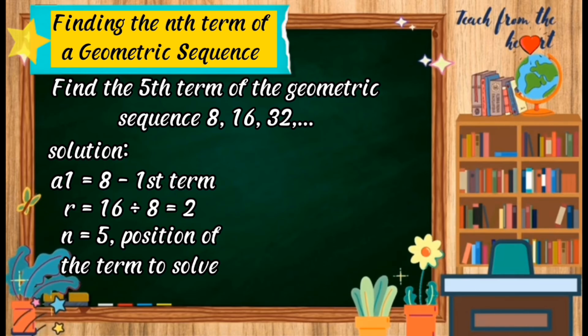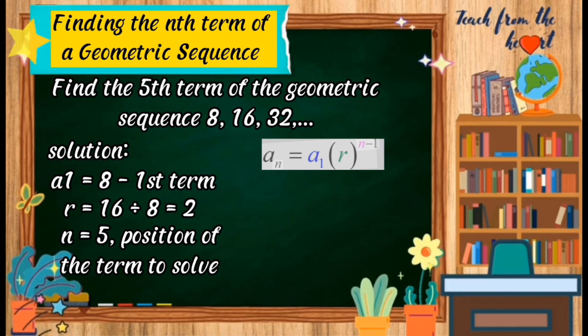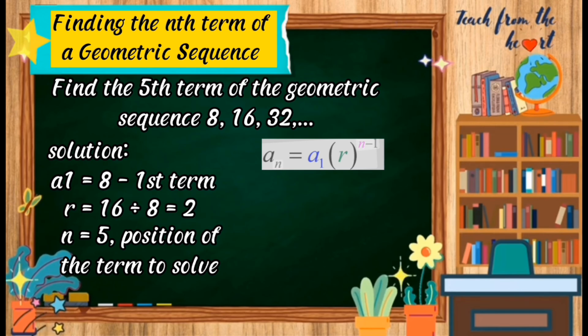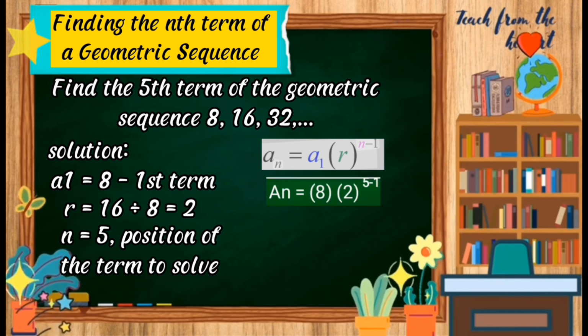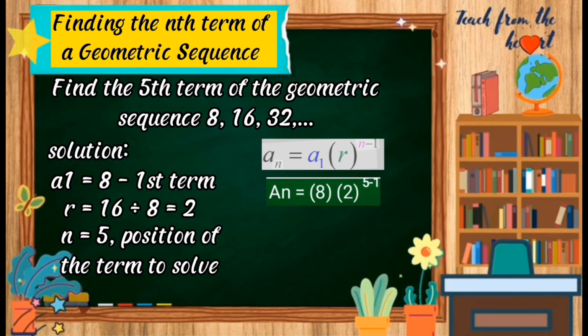So, using the formula a sub n is equal to a sub 1 times r raised to n minus 1. So we substitute these values in this formula. So a sub n, so n, replace it with 5, that is equal to a sub 1, 8. Your r is equal to 2, and then your n is equal to 5 minus 1.